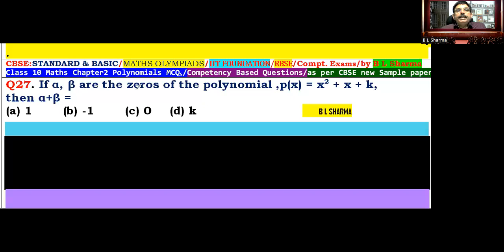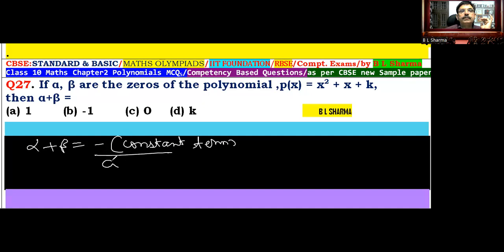If alpha and beta are the zeros of the polynomial x square plus x plus k, then the sum of zeros will be? What will it be? See, we know the sum of zeros is given by negative of the coefficient of x upon the coefficient of x square. I'm changing this.